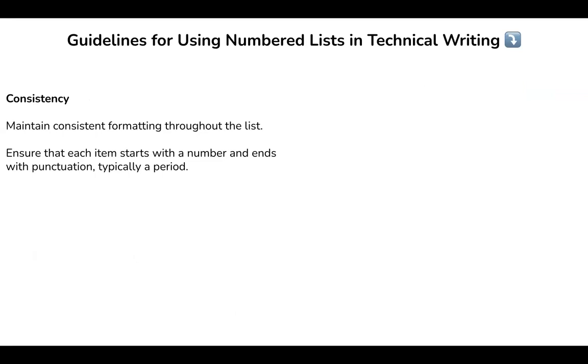Consistency is the first one. Again, consistency is very, very important in technical writing. This has been coming up a lot, a lot. I did not want to remove them because it's just very important because the concepts are already complex. So you are trying to make it easier for people to understand. So you have to be consistent. So again, maintain consistent formatting throughout the list. So ensure that each item starts with a number and ends with punctuation, typically.